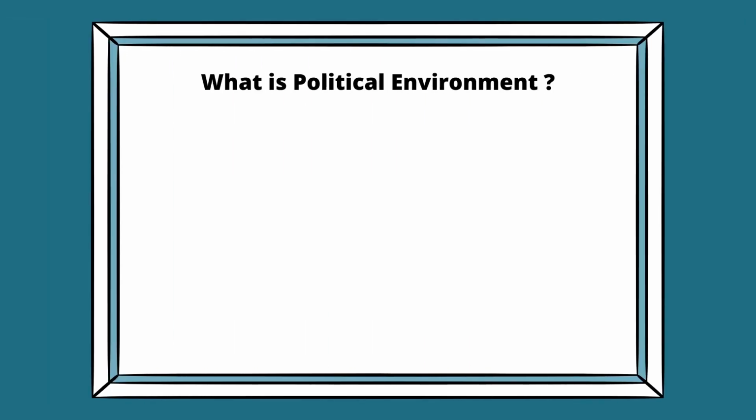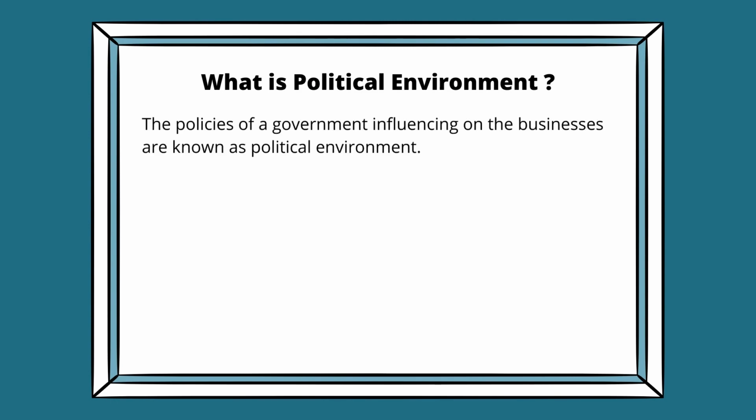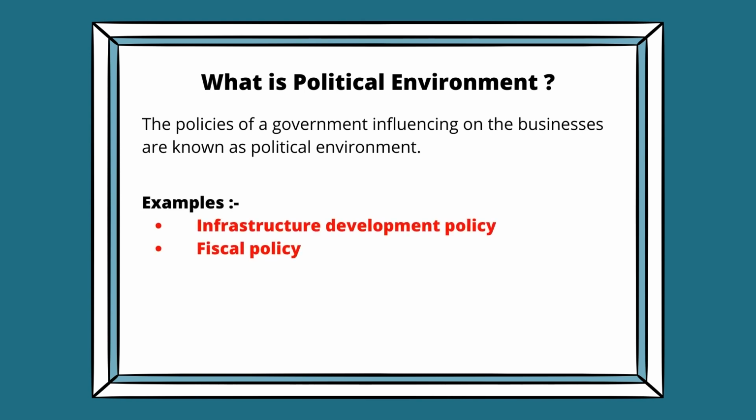Okay, now let's see, what is political environment? The policies of a government influencing the businesses are known as political environment. In a country, the policies of a government will have an influence on the businesses. The businessmen have to conduct their businesses by considering these policies. The following are some examples for government policies. Examples: infrastructure development policy and fiscal policy.